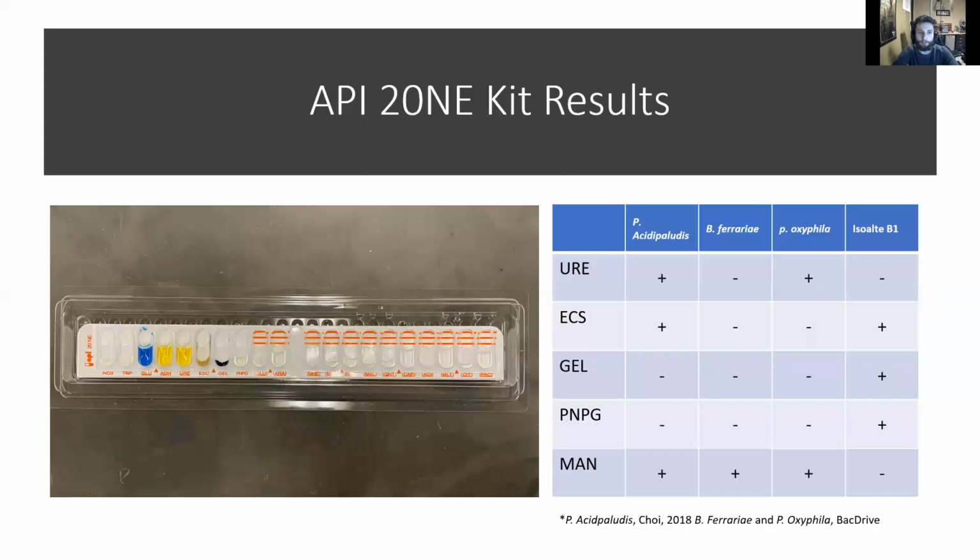Now, these are not all of the tests that the API kit tests for. These are just some of them. My isolate B1 was negative for the first test, as well as the Burkholderia ferrariae, and the other two isolates were positive for this. Isolate B1 was also positive for the ECS test, as well as Paraburkholderia acidipaludis. Now, for the last three tests, the GEL test, the PNPG test, and the MAN test, my isolate was different from every other species that it was tested against.